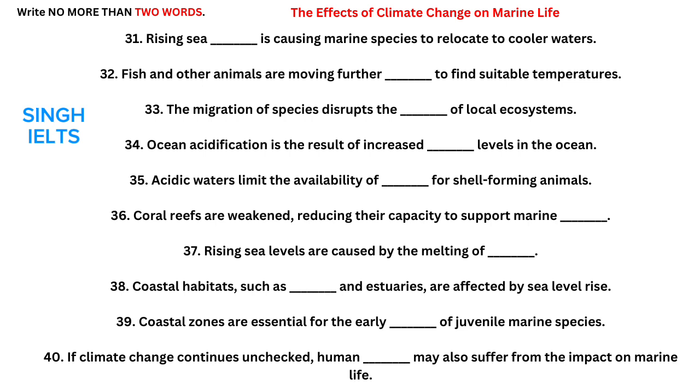Firstly, rising sea temperatures are causing shifts in the distribution of species. Fish and other marine animals are moving to cooler waters, often heading further north or into deeper ocean areas. For instance, species that were once common in tropical regions are now found in temperate zones. This movement impacts the balance of local ecosystems and can lead to the decline of species that cannot adapt or relocate.